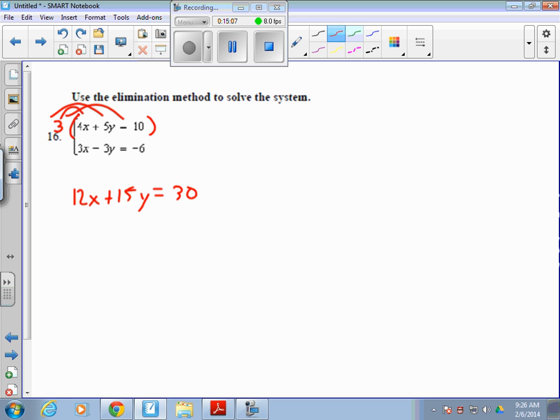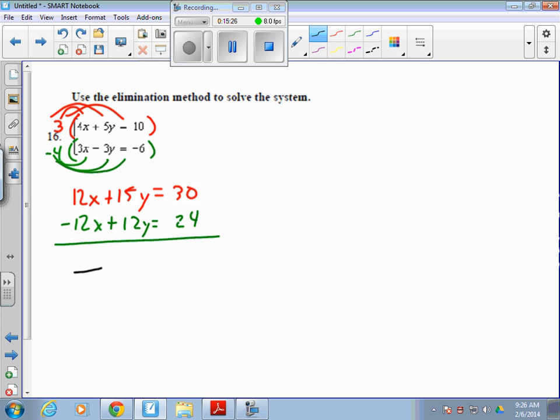We have to make the bottom one negative to be the opposite. We got to multiply it by negative 4. Times that is negative 12x. Times that is positive 12y. And times that is positive 24. Now you can combine them and eliminate 12x and negative 12x. There'll be no more x's there. 15y and 12y is 27y. And 30 and 24 is going to be 54.